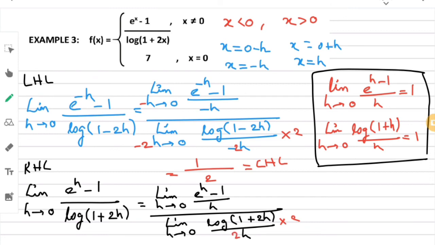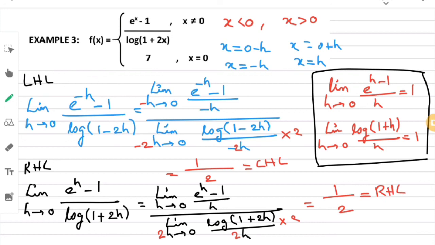If h tends to 0, 2h also tends to 0. Now what will happen to this? It will become 1 and this will become 1. So 1 by (1 into 2). 1 into 2 is 2. RHL value is 1 by 2.